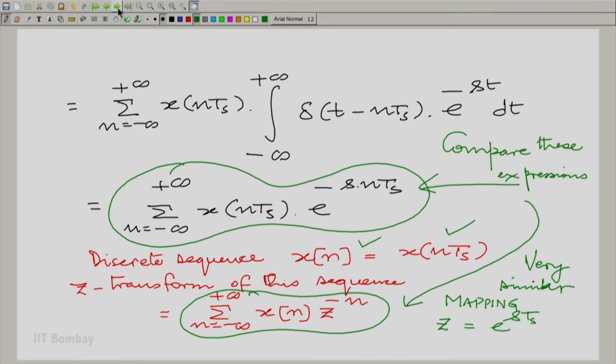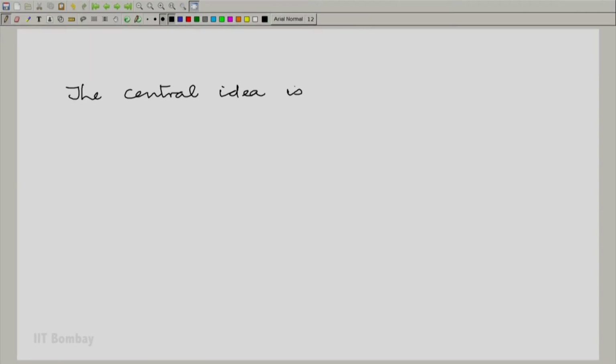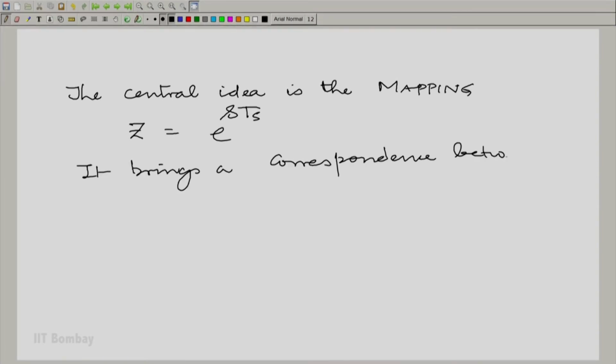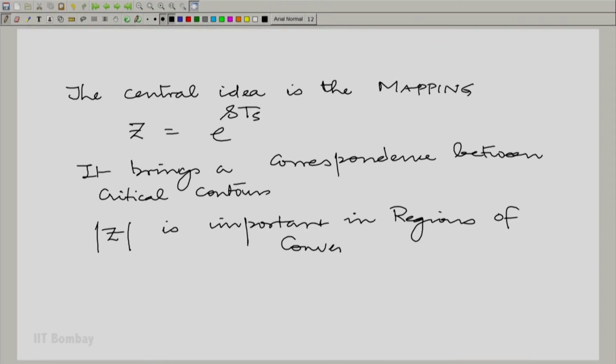So, this is the central idea here. The central idea is the mapping, z is e raised to the power sTs. In fact, this mapping almost says it all. It brings a correspondence between the contours, because after all it is mod z which is relevant in determining regions of convergence.